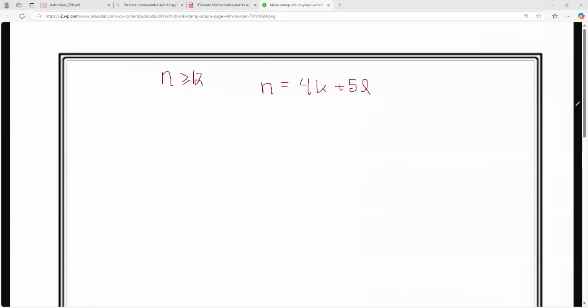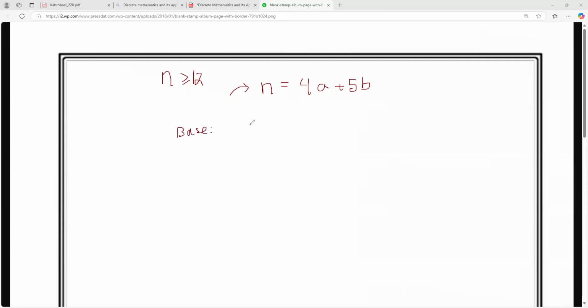That's 4 times a plus 5 times b, right? So I want to prove this. Any integer n greater than or equal to 12, I could just write it as 4 times some integer plus 5 times some positive integer. Okay. That's the base case.